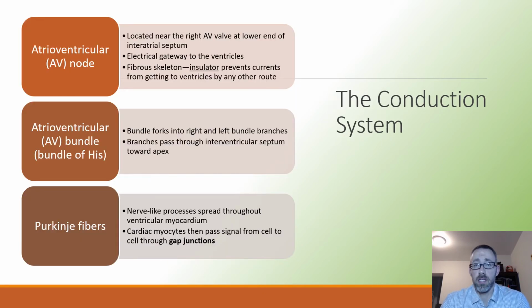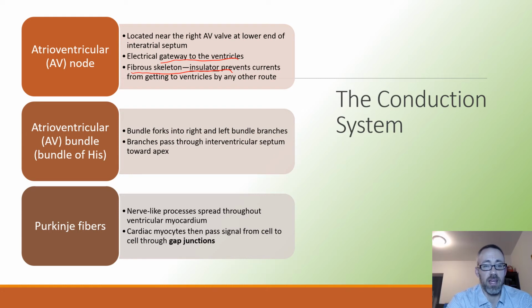Okay, so now the SA node fires, the signal goes through the atria, and that all funnels to the AV node. The AV node is the gateway to the ventricles. Again, we don't send the signal directly to the ventricles from the atria. They're not linked via gap junctions. They have to go through this AV node. The AV node is going to cause a little bit of a pause, which allows the atria to contract the blood and move it into the ventricles before we stimulate the ventricles. And again, that fibrous skeleton, that connective tissue that separates the atria from the ventricles, is going to act like an insulator that prevents any currents getting to the ventricles by any route other than the AV node.